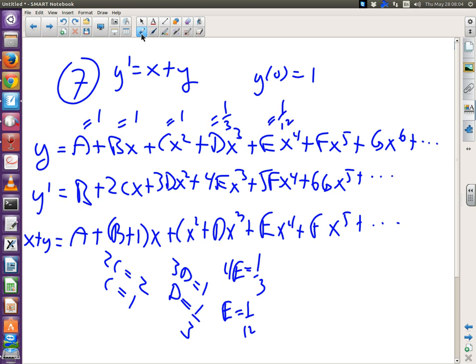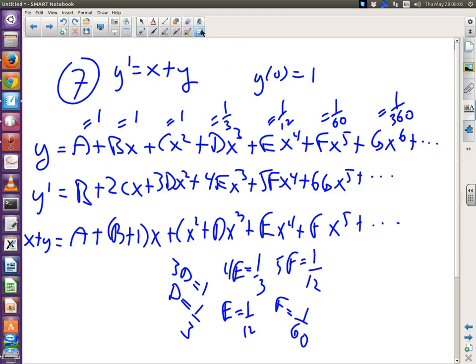Okay. Then we're going to set what equal to what? Next step. 5f equal to e, but e is a 12th. So you get a 60th? Okay. So f is a 60th. Let's write that down. And can we get g? 6g is f, but f is 1/60th, so g is 1/360. And there you go. Wow, that's a weird series.